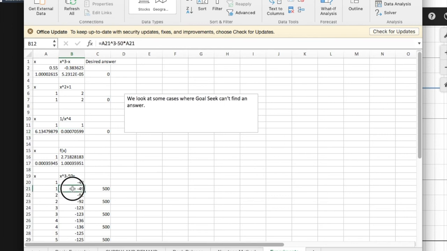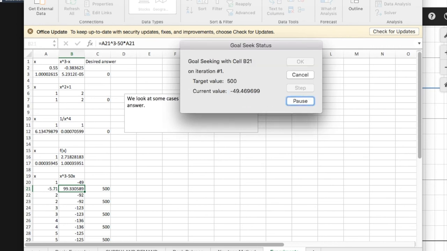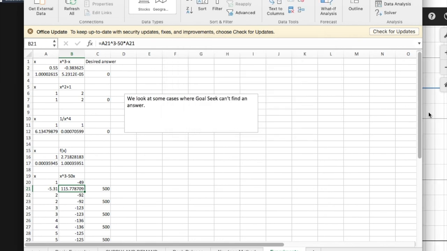So if I start, for example, at 1, that 1 plugged in f of 1 is minus 49, I'm going to do what if analysis, goal seek, plug in, I want this to go to the value 500. I'm going to plug in A21. And we see it's going crazy, and it doesn't get to the right answer. It just says, I got confused there.